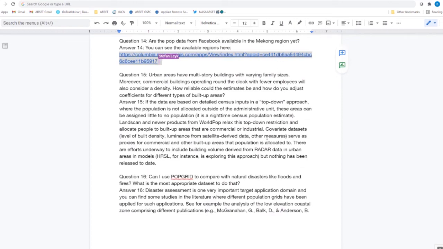Question 15. Urban areas have multi-story buildings with varying family sizes. Moreover, commercial buildings operating around the clock with fewer employees will also affect density. How reliable could these estimates be, and how do you adjust coefficients for different types of built-up areas? Interesting.